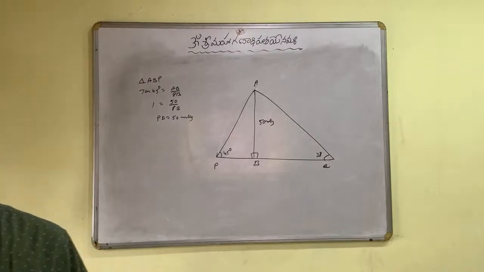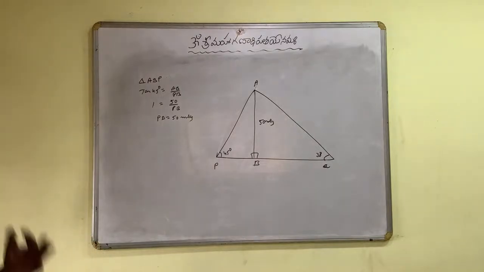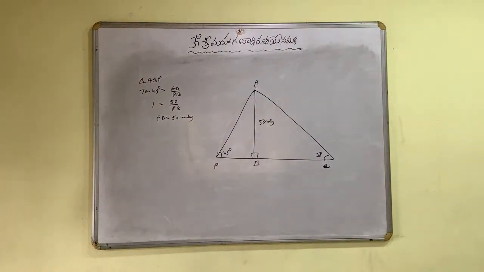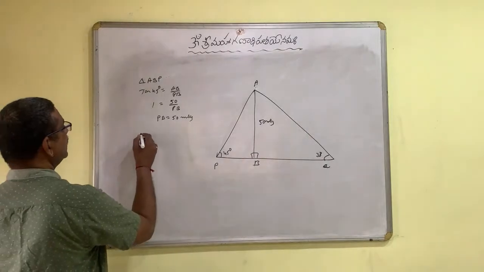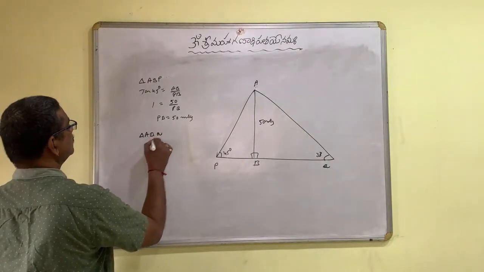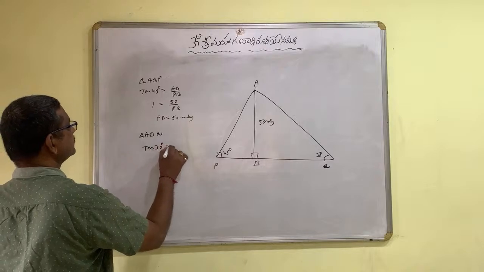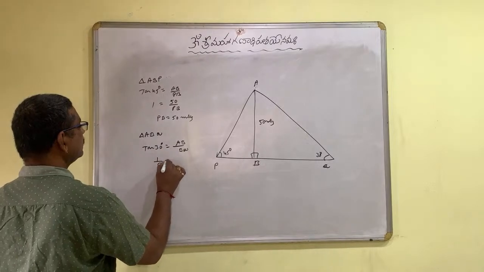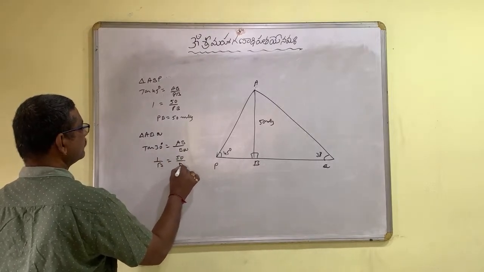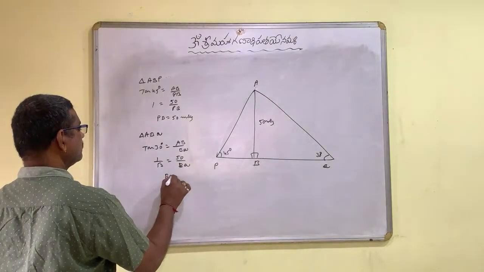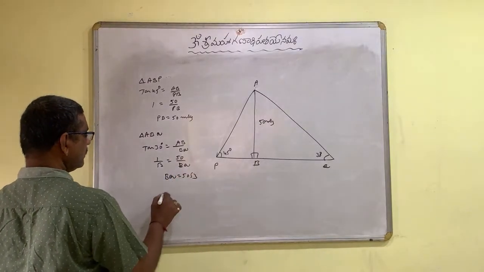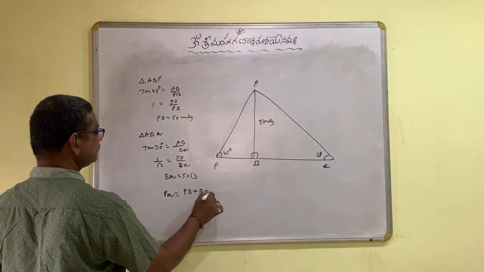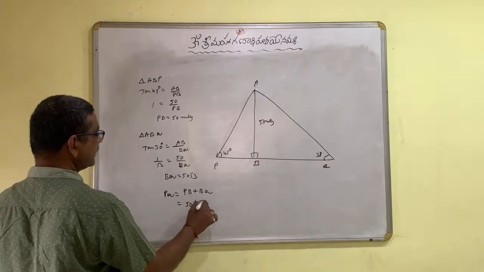And find out BQ. In triangle ABQ, tan 30 degrees is AB by BQ. 1 by root 3 is 50 by BQ. BQ is 50 root 3. So PQ is equal to PB plus BQ, 50 plus 50 root 3.